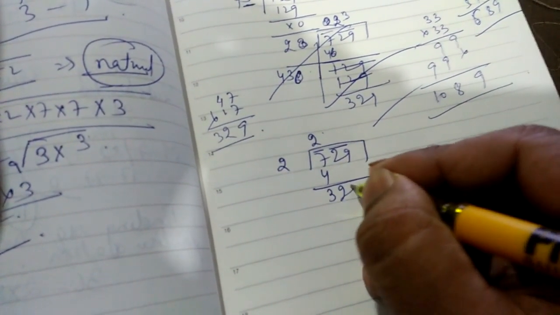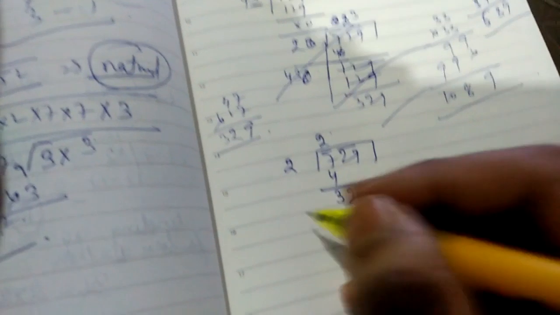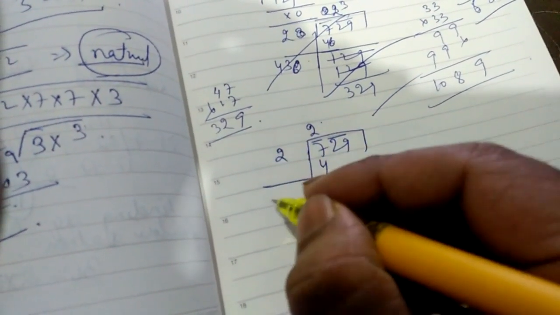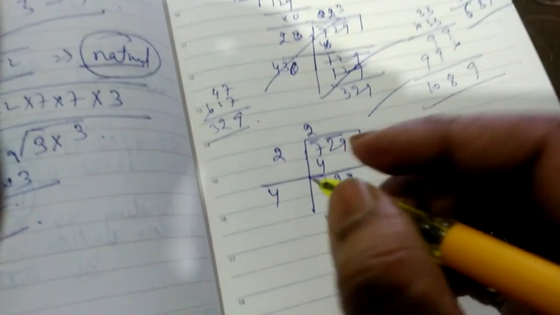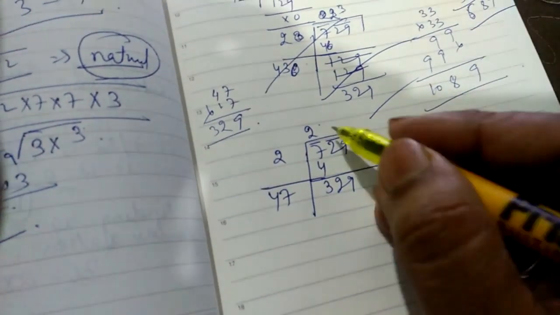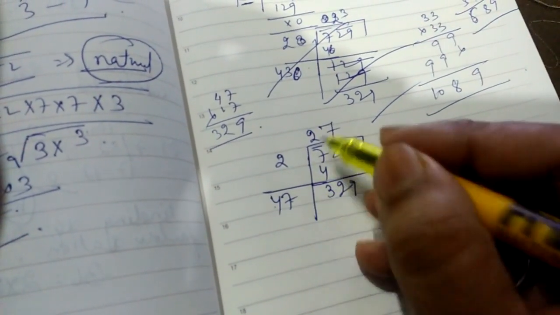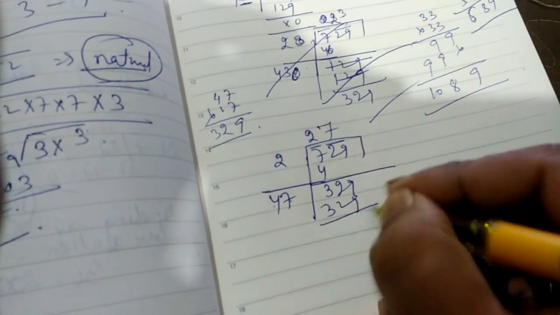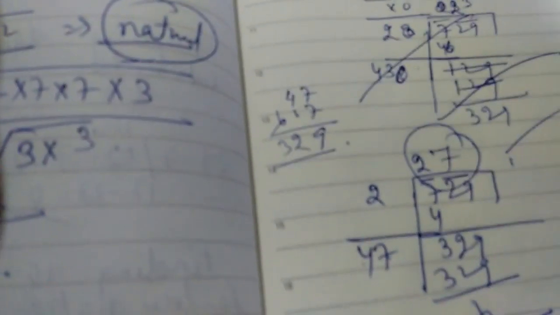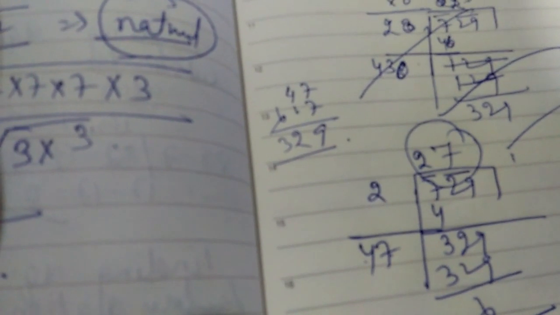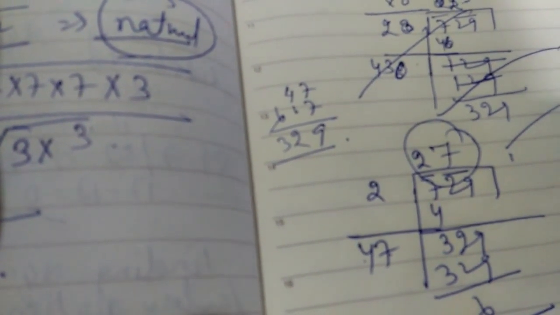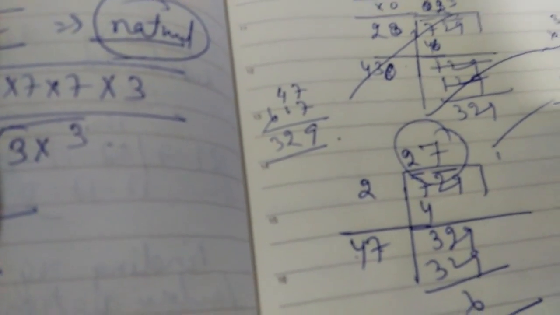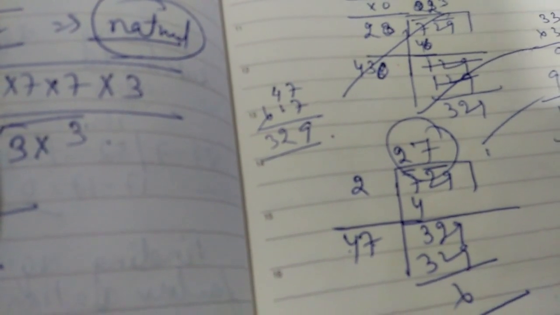Then we will bring down 29 here. We are doubling 2 here, 2 into 2, 4, and we will be finding another number here, which when multiplied with it gives 329. So 27 is going to be the answer and not 33. So there was a little bit of error there. That's that. There's nothing so difficult here.